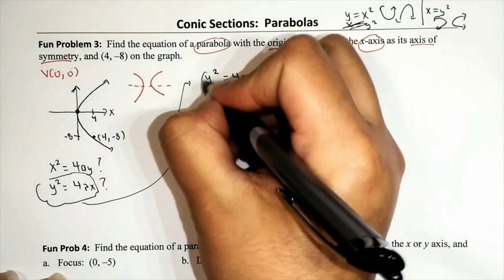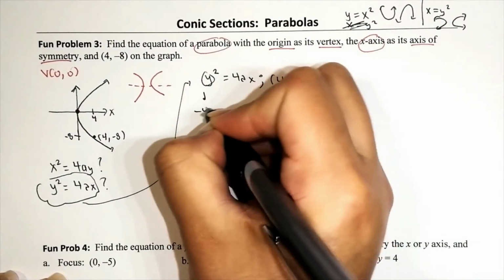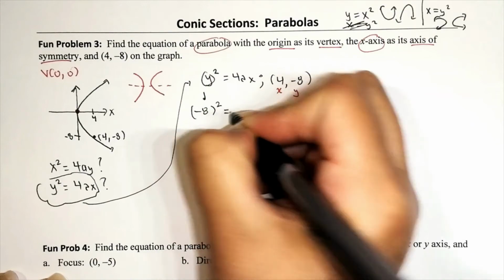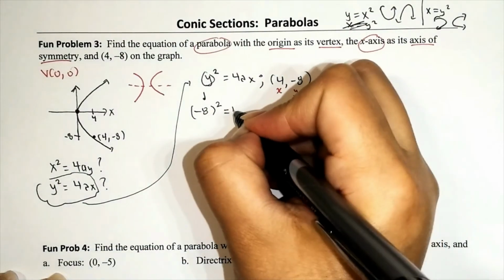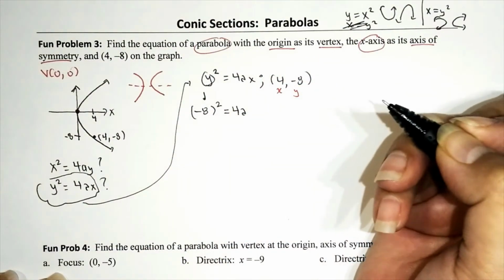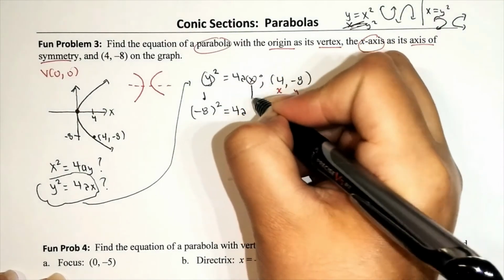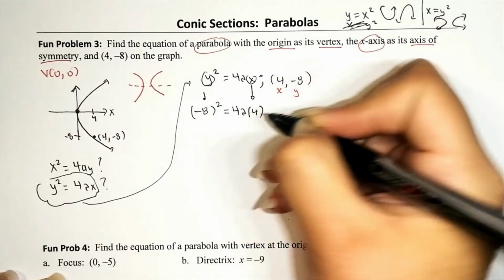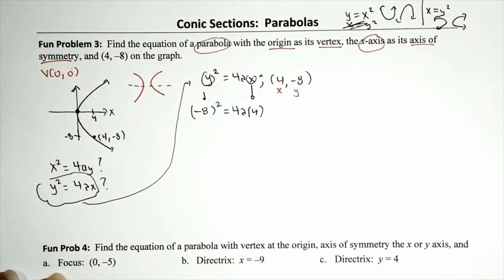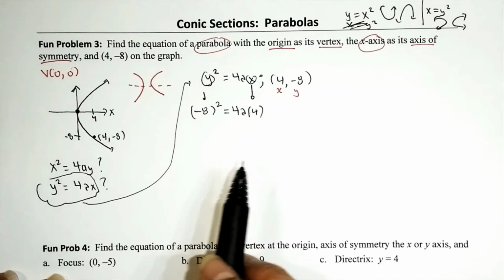So we have y, which in this case gives us -8. We are going to square it and set that equal to 4 times a. We don't know what a is, but we do know what x is, and x is 4. Fantastic. Let's keep our cool and solve for the variable that we see.